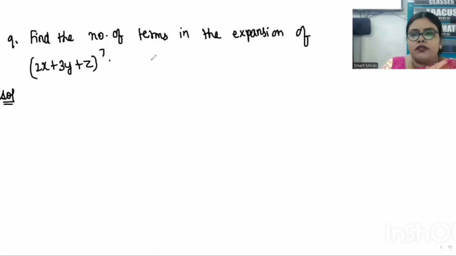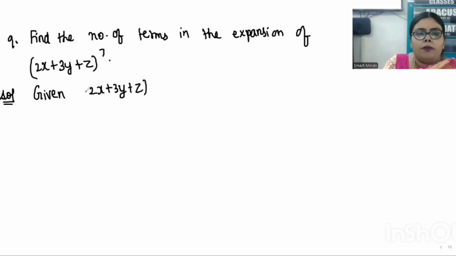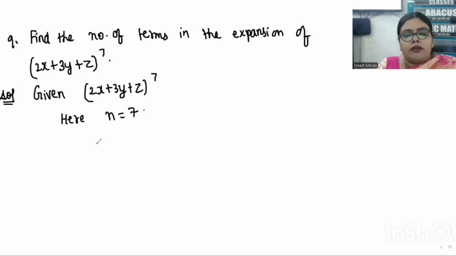Take the next question. This question is from binomial theorem. Find the number of terms in the expansion of (2x plus 3y plus z) whole power 7. So first let us write what is the given expression. Given (2x plus 3y plus z) whole power 7. Now here you can see the power is 7. So we should write n is equal to 7.